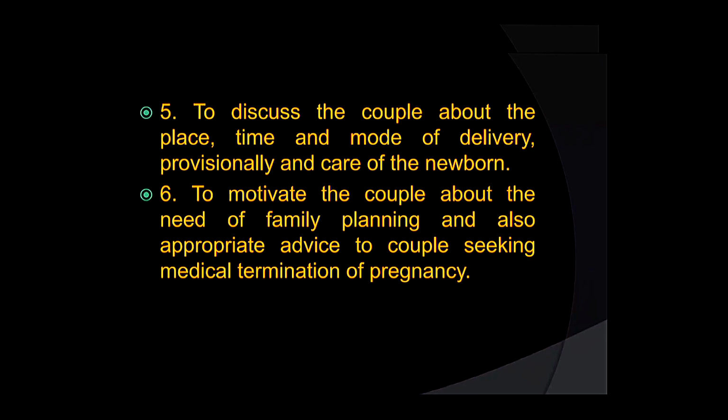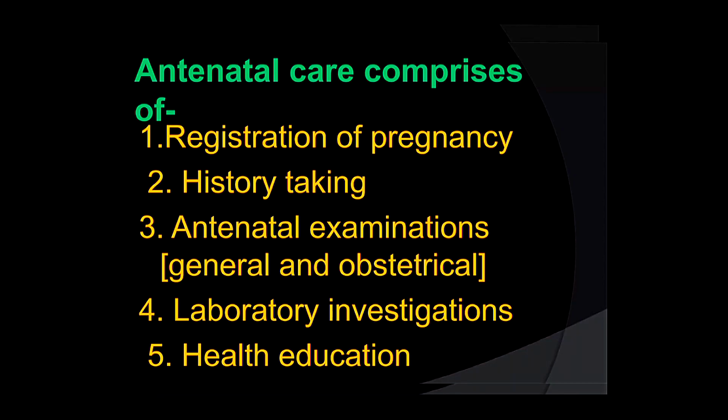The fifth one is to discuss with the couple the place, time and mode of delivery, and care of the newborn. The sixth one is to motivate the couple about the need of family planning, and also give appropriate advice to couples seeking medical termination of pregnancy. Antenatal care comprises 5 things. First, registration of pregnancy. Second, history taking. Third, antenatal examination. Fourth, laboratory investigation, and finally health education.